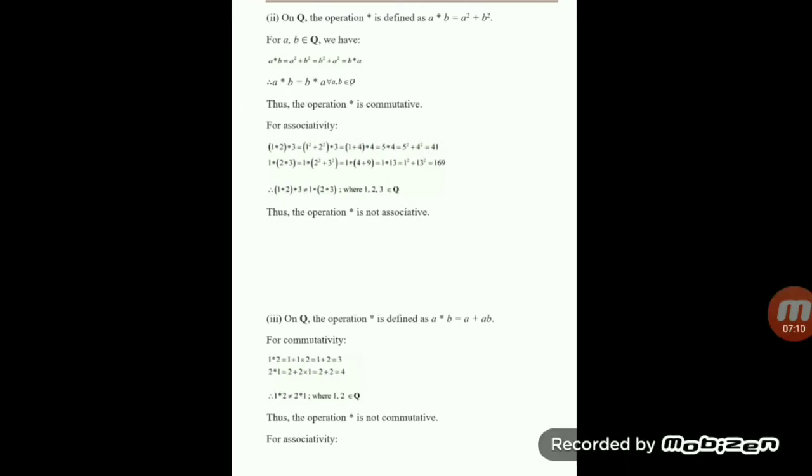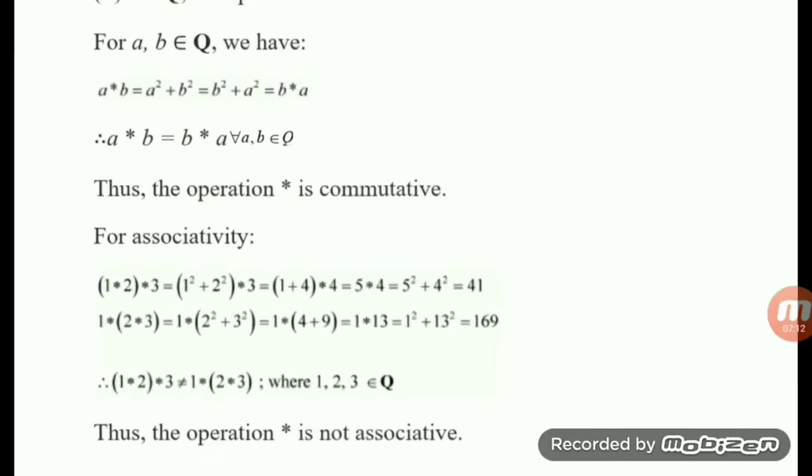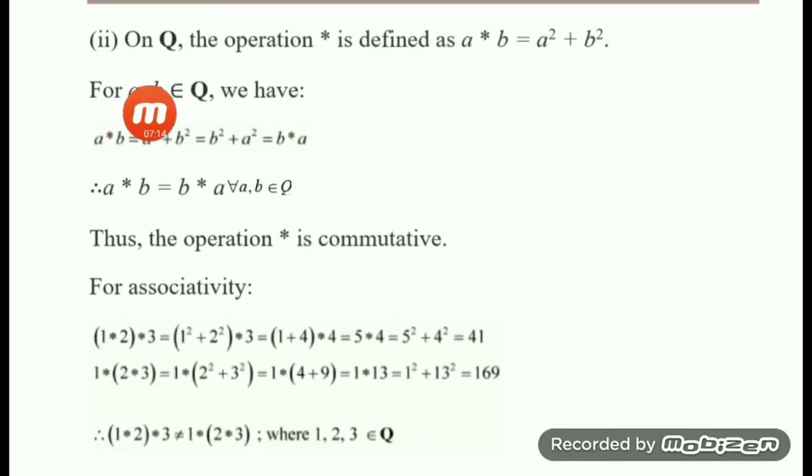Okay. Now we will go for the second question. Your second question is on Q. The operation star is defined as A star B is equal to A square plus B square. This you know, it is defined by what? Square of the first number plus the square of the second number. That means the sum of squares of the first and the second number. This is your operation now. The set is Q. If we change the position of the squares, they are obviously equal. So commutativity, yes.